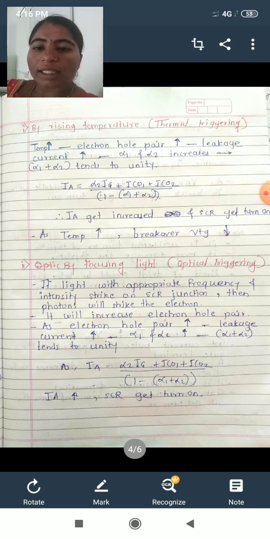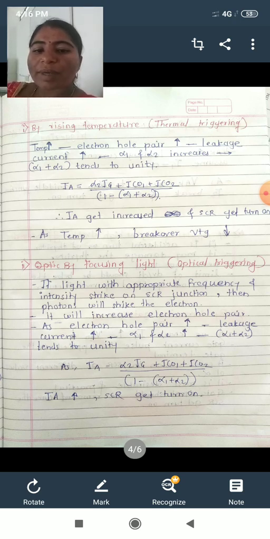Now, second is optical triggering. It is also called by focusing the light. What happens in this case? In this case, light with appropriate frequency and intensity strikes the SCR junction, and photons strike electrons. When photons strike electrons, electron hole pairs go on increasing. As in the previous condition of rising temperature that we already learned, as electron hole pairs increase, your leakage current increases. As leakage current increases, alpha 1 and alpha 2 increase.